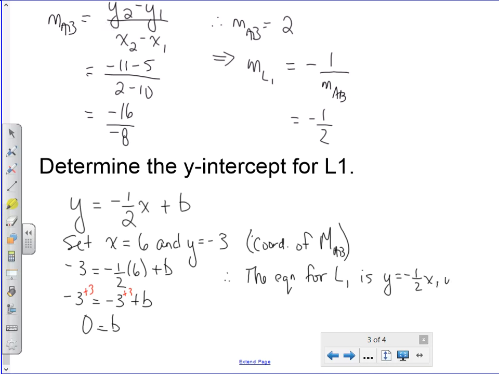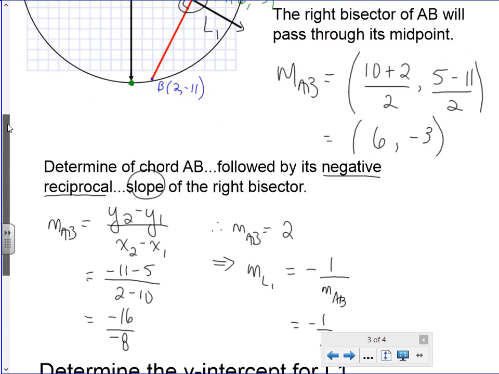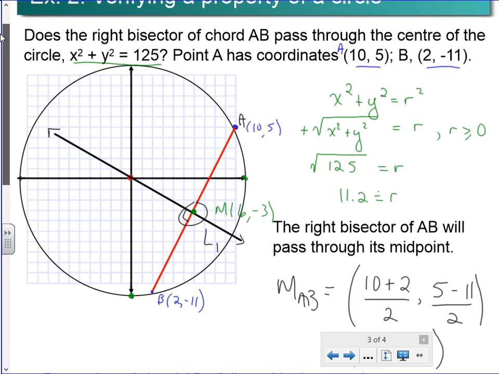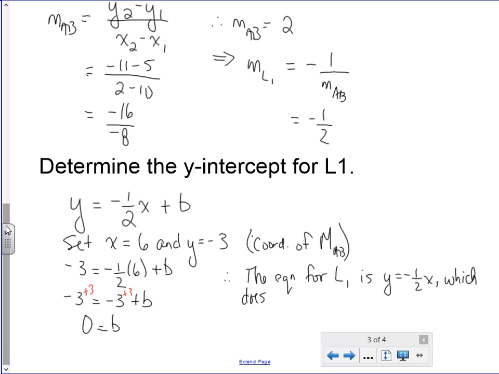So which does pass through the origin? Okay. Just want to get the words right on this, make sure I'm answering the question properly. We did start out with, yes, it does. So it does pass through the center of the circle. I'll be a bit wordy here at the end, it's a little more formal.